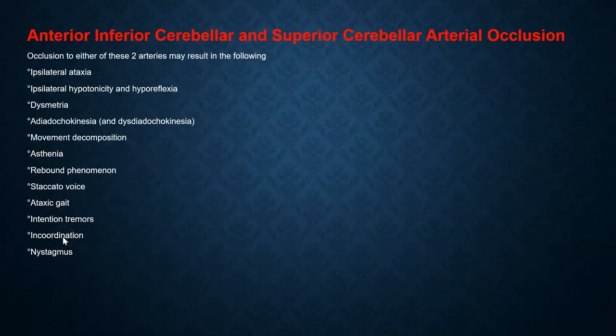Now, if the anterior inferior cerebellar and superior cerebellar arteries, when I merge them together, if there's occlusion of these arteries, it can result in ipsilateral ataxia. Ipsilateral means same side of the body. Ipsilateral hypotonicity and hyporeflexia, dysmetria. So, movement decomposition. Ataxic gait, again, cerebellum is involved here. Incoordination. Okay.